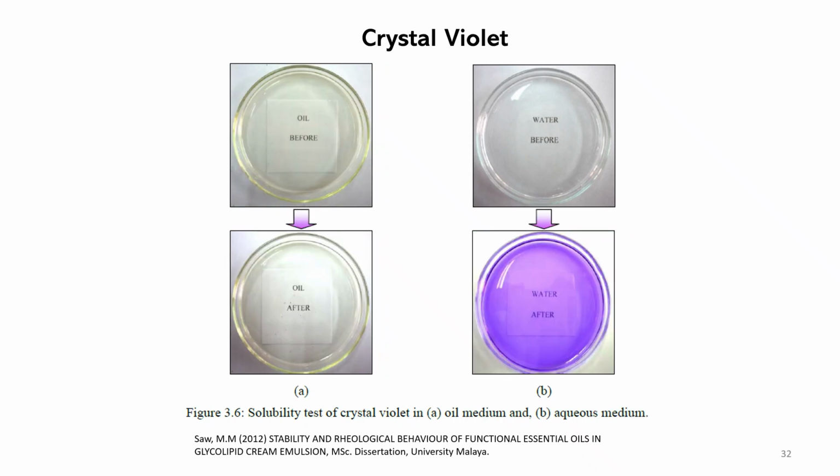After that, she conducted a test using another type of dye, which is crystal violet. She did the same thing, sprinkling the crystal violet in the oil phase and also the water phase. The result is shown here, whereby in the oil phase, it just appears transparent with some powder of the crystal violet. On the other hand, in water, we can see that the crystal violet is dissolved and dispersed in water. So it shows that crystal violet is a kind of water-soluble dye.